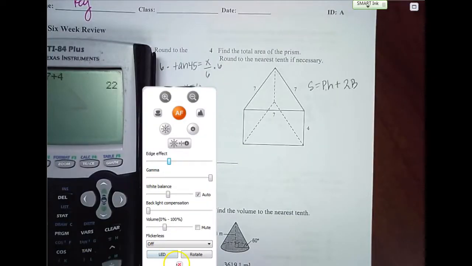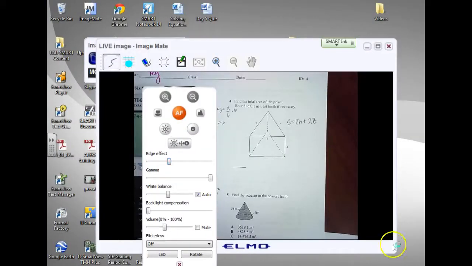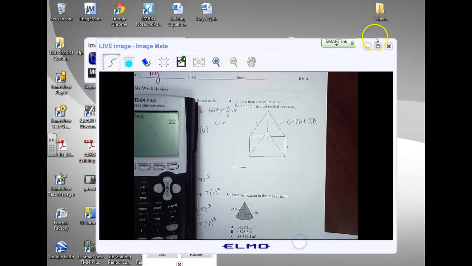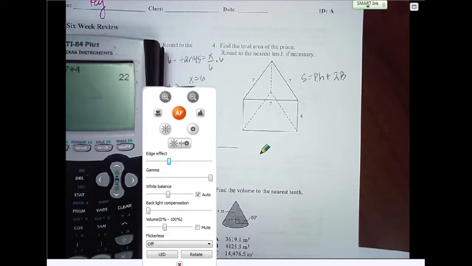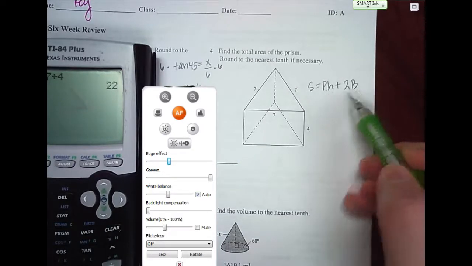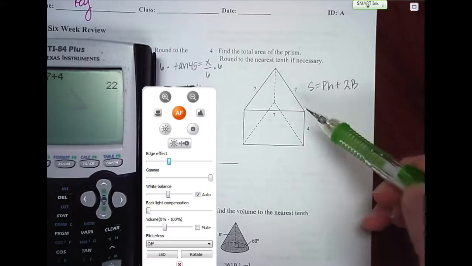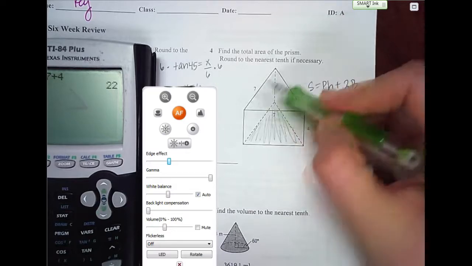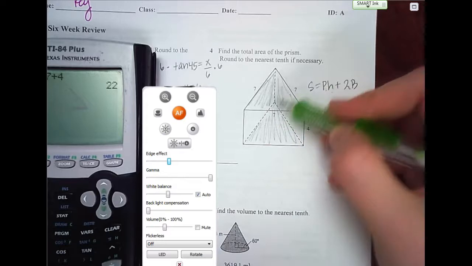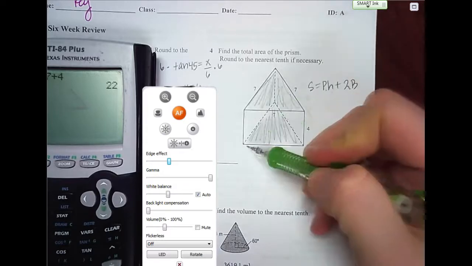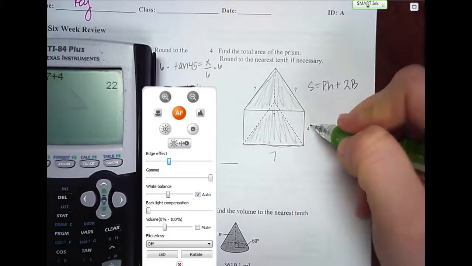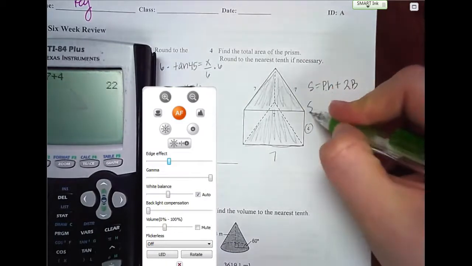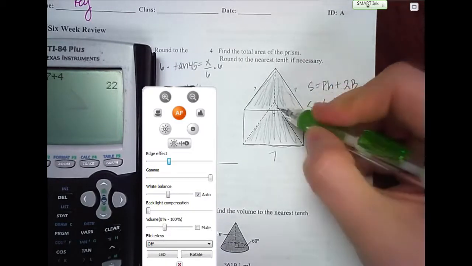Number 4. Okay, so on number 4, let me turn the volume off. Number 4, we're finding surface area. There we go. Surface area of a prism. So we have PH plus 2B. Now be extra careful here because you have to check and see what is the base. So remember, the bases are parallel and congruent. So that means I have these 2 triangles, which are hard to see. So it looks like this part right here is 7, and this is 4. And then the sides of the triangle are also 7. So perimeter of the triangle would be 21, because 7 plus 7 plus 7.